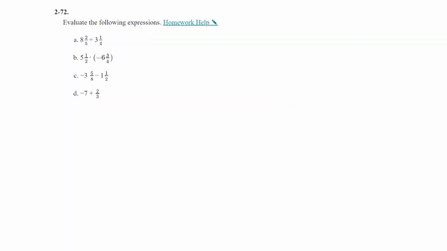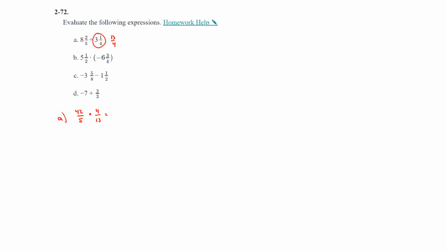Question 72. Evaluate the following expressions. With these, we could use our calculators to help simplify that. For the video, though, I'm just going to go ahead and do everything kind of longhand here. 8 2/5, I would rewrite that as an improper fraction of 42 over 5. Since it is division, we can multiply by the reciprocal, and the reciprocal for this would be 13/4 as an improper fraction, so it would be 4 over 13. If there's anything in common that I could cancel, I would go ahead and cancel that.